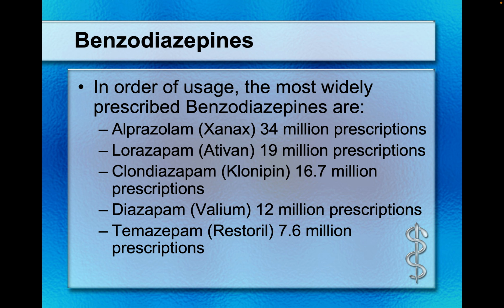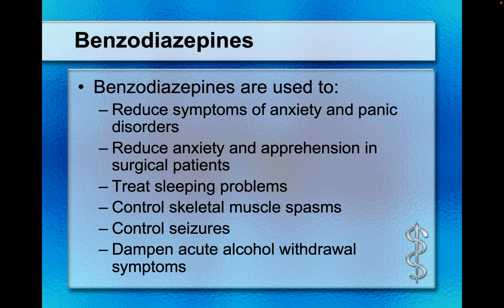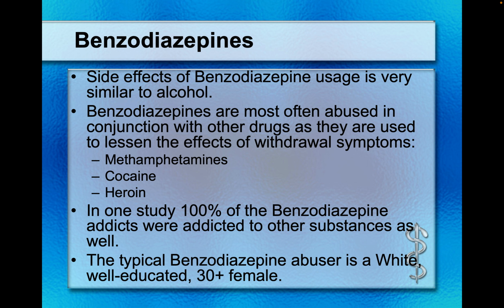Benzodiazepines are used to reduce symptoms of anxiety and panic disorders. They reduce anxiety and apprehension in surgical patients. They treat sleeping problems. They control skeletal muscle spasms. They control seizures. They dampen acute alcohol withdrawal symptoms. Side effects of benzodiazepine usage are very similar to alcohol.